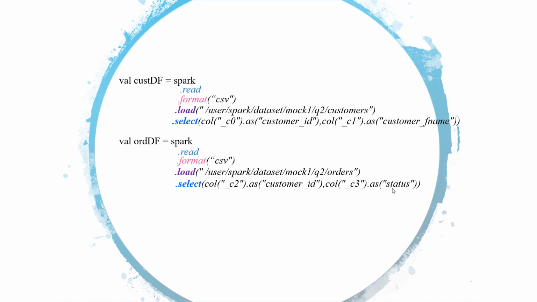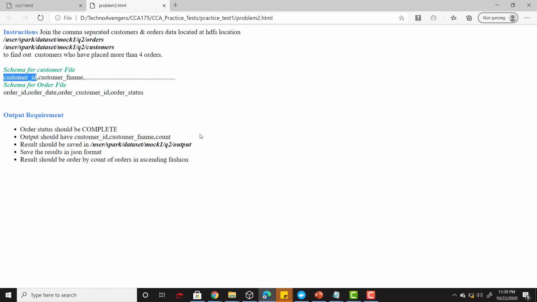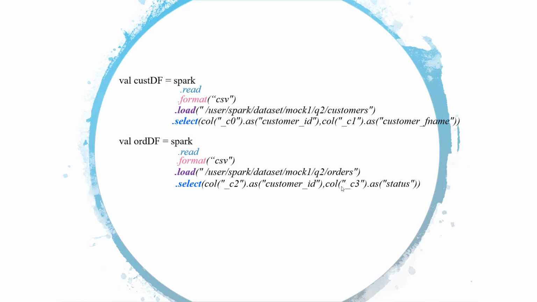I have selected these two columns because the customer ID is required to join with the customer data frame, and I have selected the status field because the output requirement states that we have to keep only those orders whose status is complete. To filter out the orders whose status is complete, I have to keep that column in my data frame. If my input CSV had headers, I could simply have used the option infer schema there.